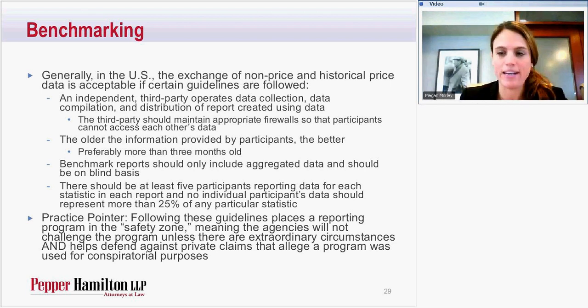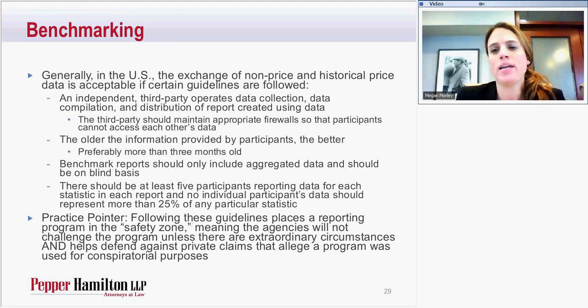One important guideline is that an independent third party should be the one that operates the data collection, that analyzes the data, aggregates it, and compiles it, and then distributes whatever sort of report is made from the data that's received. This helps keep a sense of independence between the different competitors at the trade association, that they're not seeing each other's data, that an independent third party is receiving the raw data from each competitor and then doing the compilation. And not only that, but the third party should ensure that there are appropriate firewalls so that the participants, the different competitor members of the trade association, cannot access each other's data.